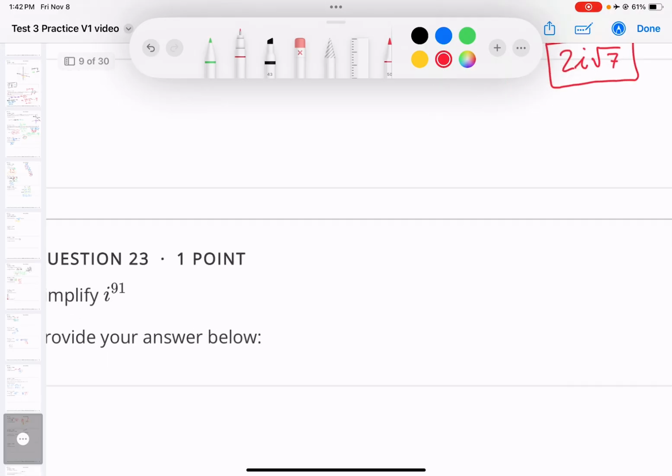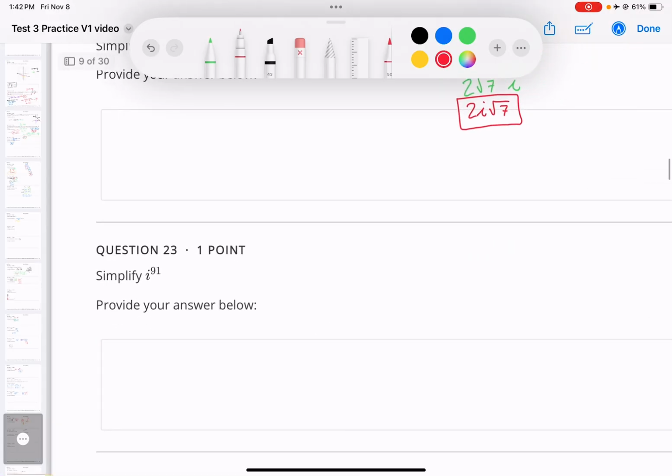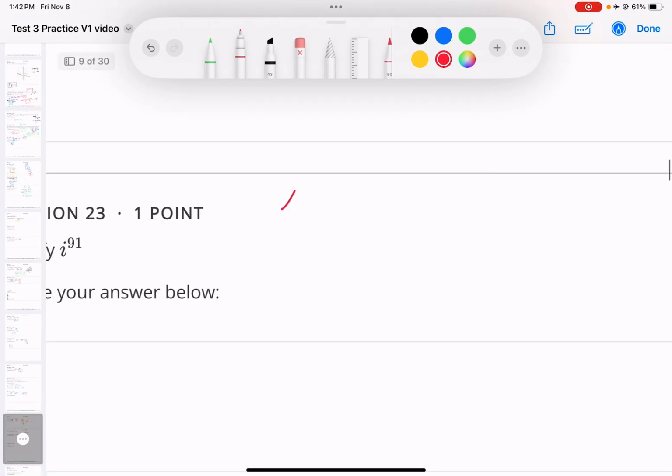Okay, so these are the fun ones. So these, when you have i, i is just equal to the square root of negative 1. But when I have i squared, well, that equals negative 1.